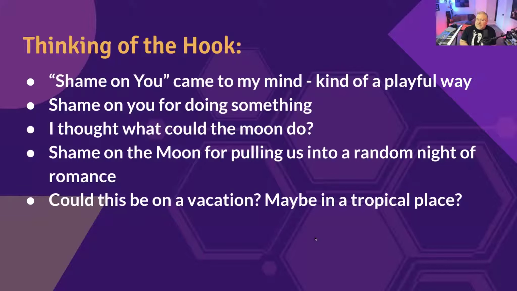Then I started thinking, could this be on vacation? Maybe it's a tropical place. Where is this happening? Part of the reason I'm thinking about where it's happening is because I need some visual details to build a verse, right? I need something to set a scene and set up the who, when, and where, like we've talked about in other workshops. So where do I get visual details? Where do I get sense-based information that doesn't feel cliche?